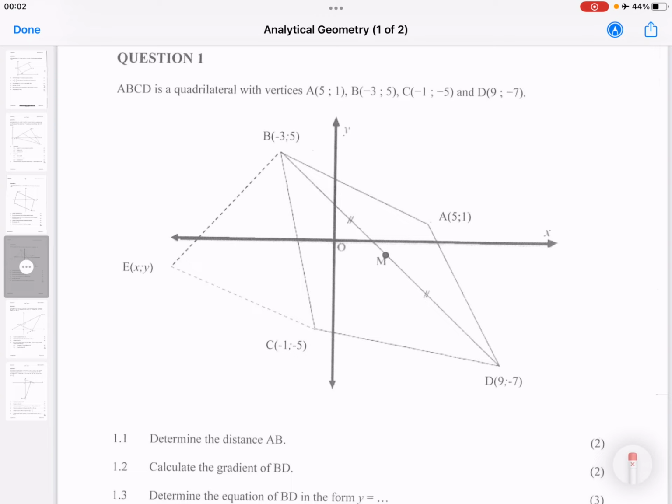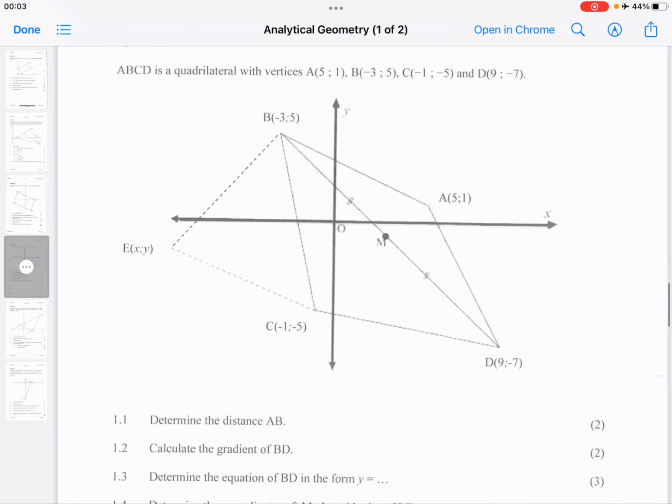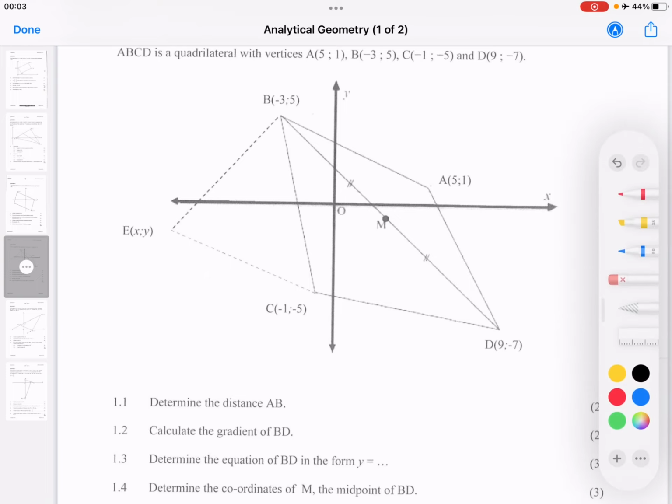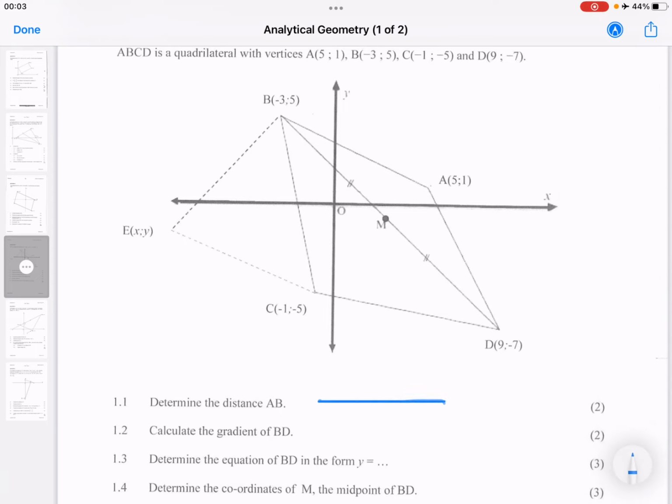It looks like a complicated diagram, but you might find that when you look at the marks allocated to each question, it's not that complicated. So let me quickly scroll and have a look at the questions. So let's start with those questions that we can see. The first question says, determine the distance AB, and this question is allocated 2 marks.